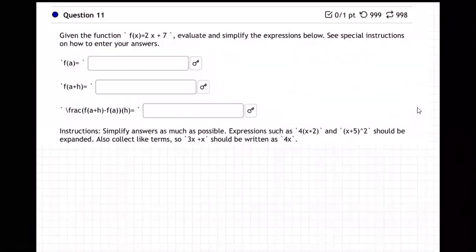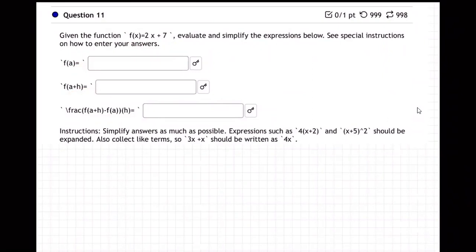Okay, let's say, how do we do this one? So on number 11, they're giving us a function f of x equals 2x plus 7. And they want us to find f of a plus h, and then this fraction, f of a plus h minus f of a all over h. Okay, let's take it part by part.